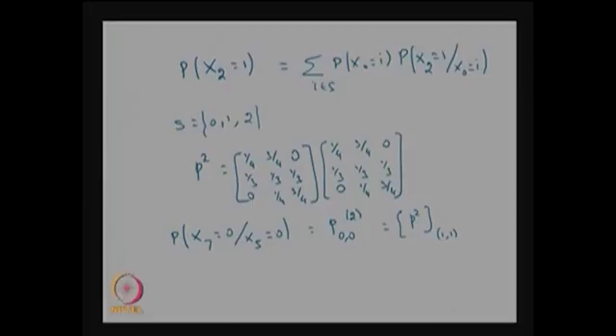Similarly, you can find all the other conditional probabilities. What you have to do is always convert, because the given DTMC is time homogeneous. So, you convert it into finding the n step transition probability, and the n step transition probability is the same as P power n. You pick the corresponding element to find the conditional probability.